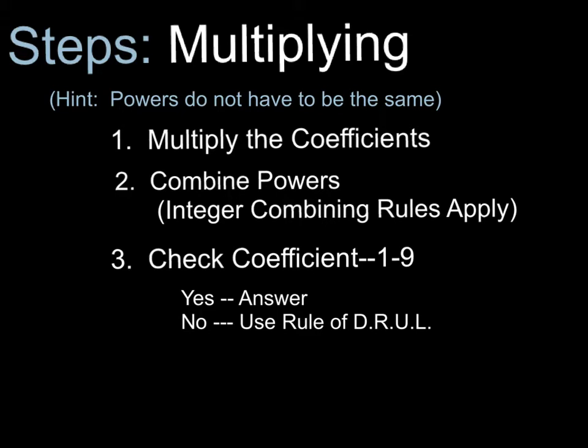Then we're going to combine the powers, again, remembering that your integer combining rules apply. The last thing that you want to do on any of these problems is check the coefficient to make sure it's between 1 and 9. If you see that it is, then that's your answer. And if not, then we're going to go back and use the rule of Joule to make sure that it works in that sense.